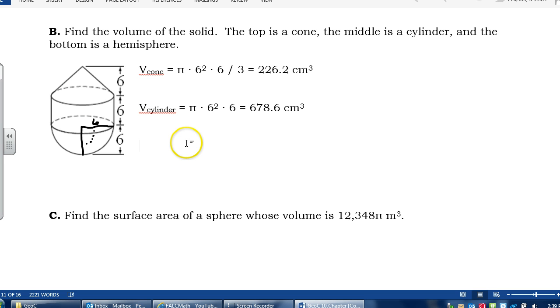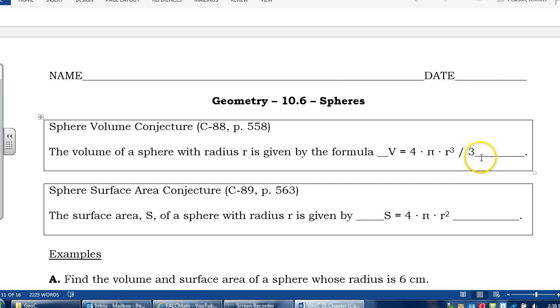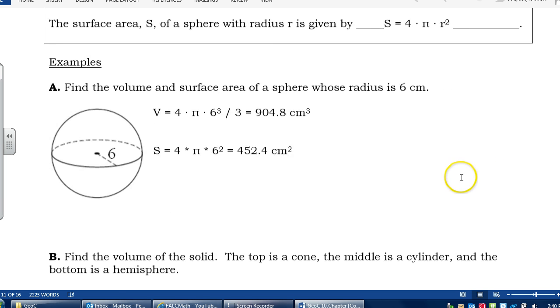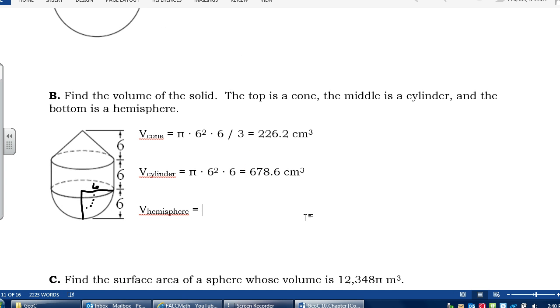The bottom piece of my figure is a hemisphere. And that was this formula from above for a sphere, but because it's half of the shape, I'm going to also divide that answer by 2. So that is 4 times pi times the radius to the power of 3 divided by 3, and also divided by 2. And I get 452.4 cubic centimeters.